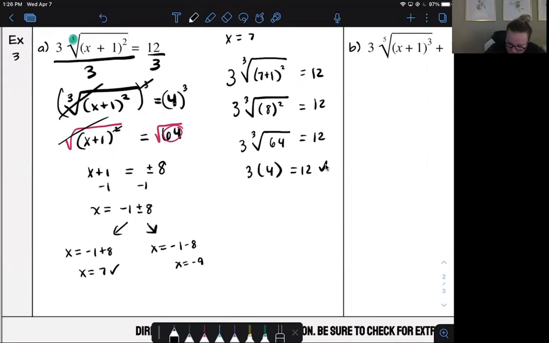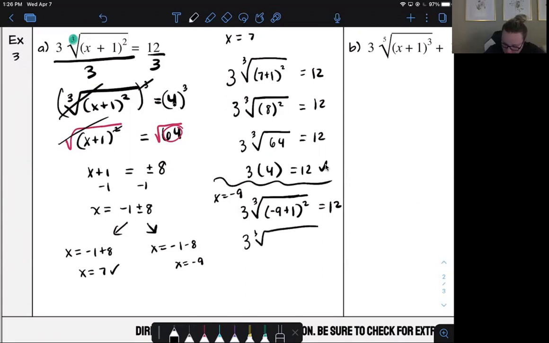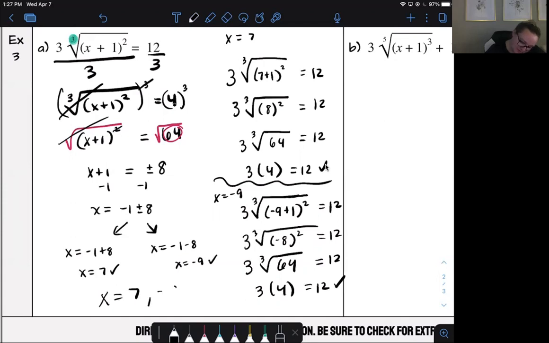X equals negative 9. 3 times the cubed root of, let's see, negative 9 plus 1 squared is equal to 12. So negative 9 plus 1 is negative 8. Negative 8 squared is 64. The cubed root of 64 is 4. 3 times 4 is 12. So both of these solutions work. So our answer is x equals 7 and negative 9.